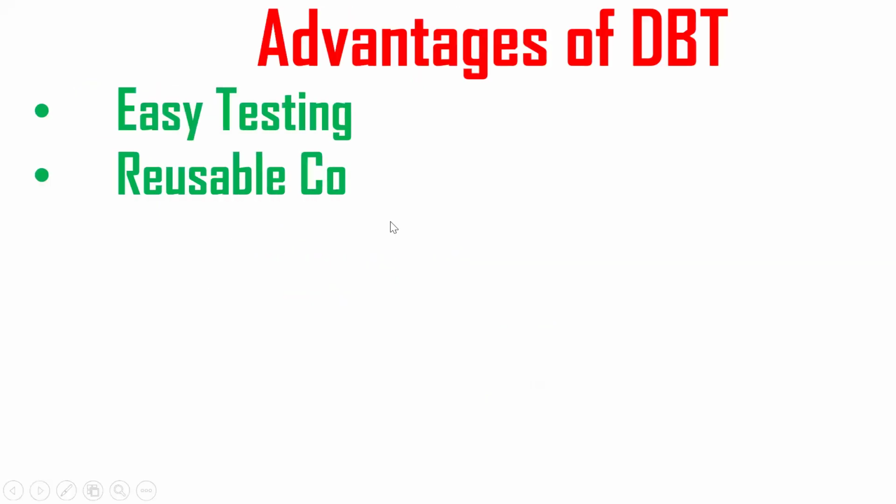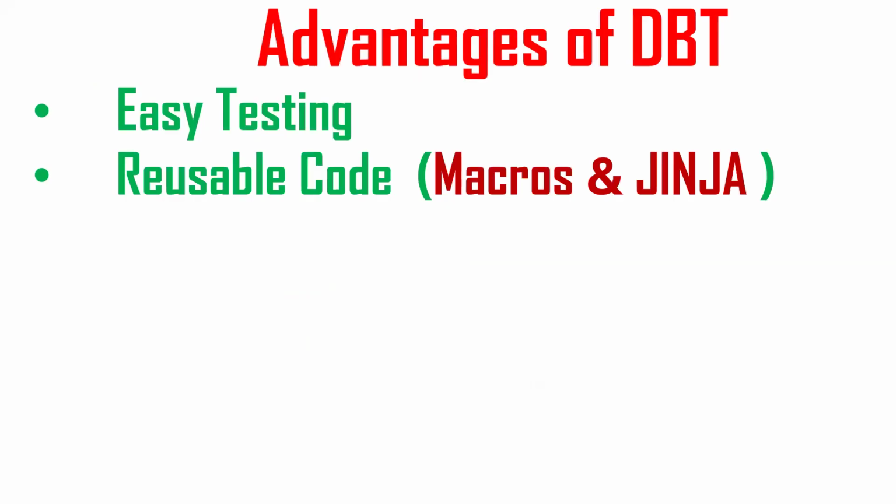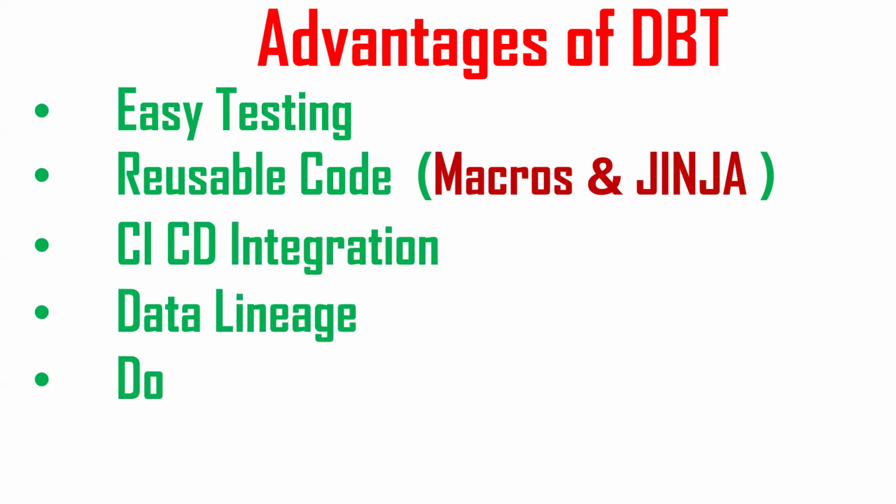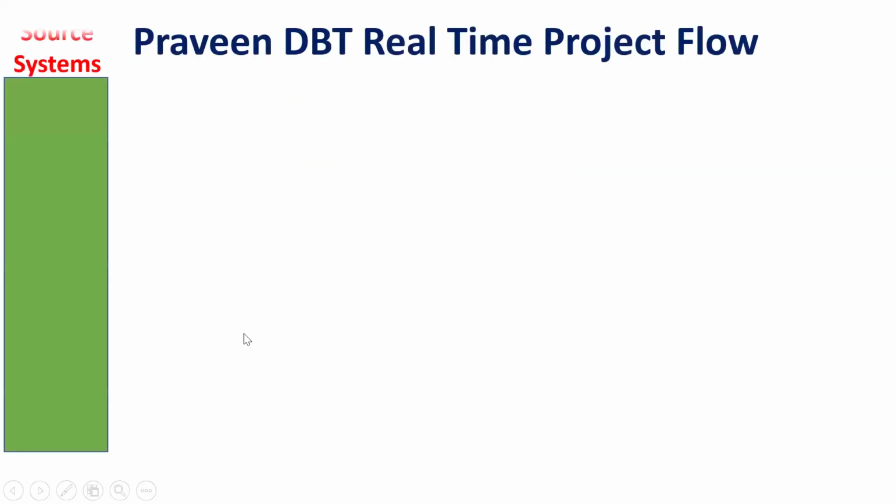Same thing, easy testing, reusable code, nothing but macros and Jinjas. Same thing in Snowflake, what is this called? How can we implement reusable code? Procedures. Like procedures and packages. User-defined functions. Packages are not there. UDF and user-defined table functions and scalar functions. CI/CD, what is the CI/CD abbreviation? Continuous integration and continuous deployment. So data lineage and documentation. So you need to say all these things. Okay. See, this is important.